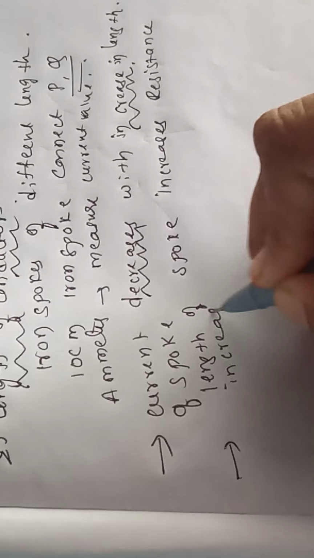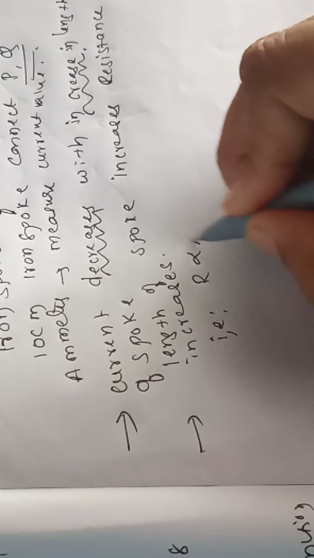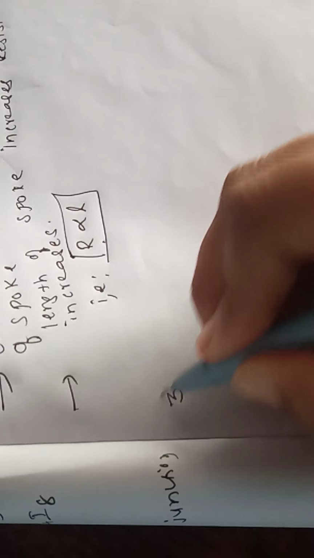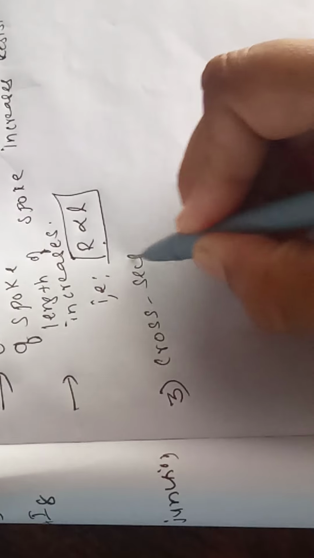Resistance means what? Which resists the current flow, I said. As the length of spoke increases, resistance increases. So only we are seeing current is decreasing. So from this we can say that resistance is directly proportional to the length. Now let us move to the third factor, that is cross-sectional area.